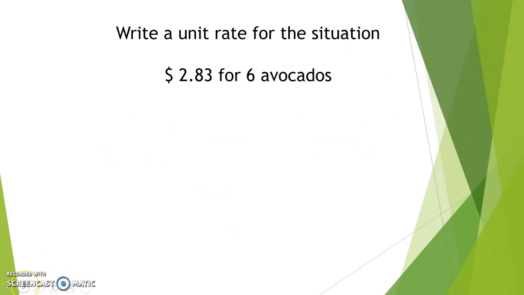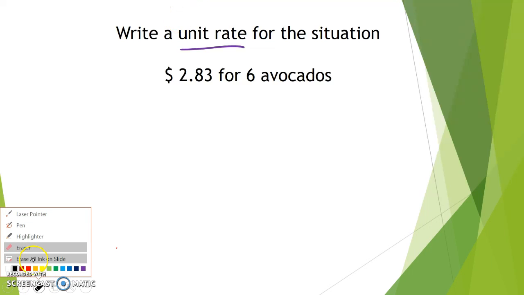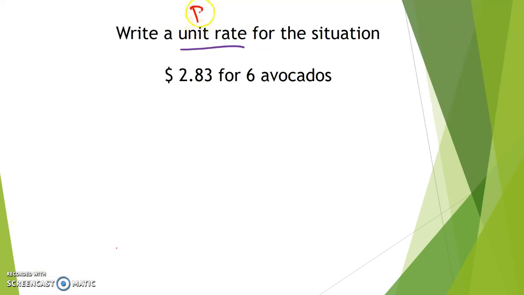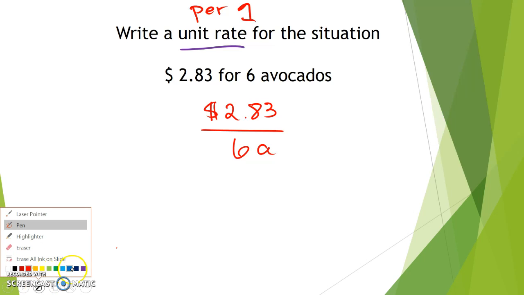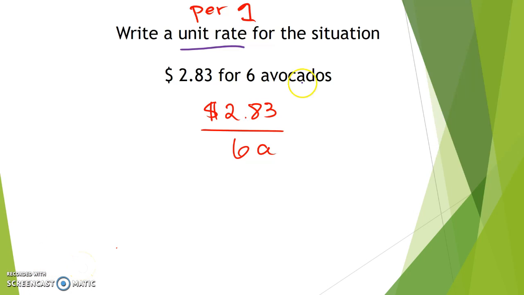So our next problem says write a unit rate for the situation. And with a unit rate, that means it's per 1. So I'm going to go ahead and write that up there, per 1. So we are given the rate $2.83 for 6 avocados. I'm just going to put an A there for now. But we want to find the unit rate. And what that means here is per 1. So I want to know per 1 avocado, how much would it cost?